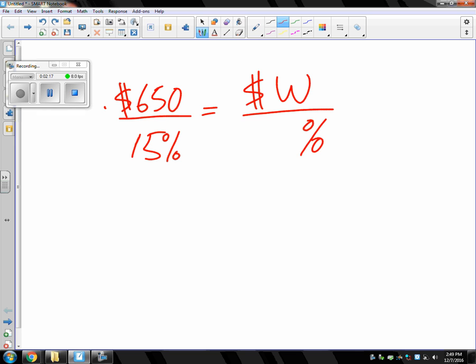What percent goes down here? Well, we're looking for the wholesale cost, what the dealership paid for it. Well, the wholesale cost will always be 100% because they bought 100% of the car. They didn't buy half of it. They bought 100% of the car that they're going to sell to us. Now we have our proportion. So now let's go through the different ways we talked about in class.